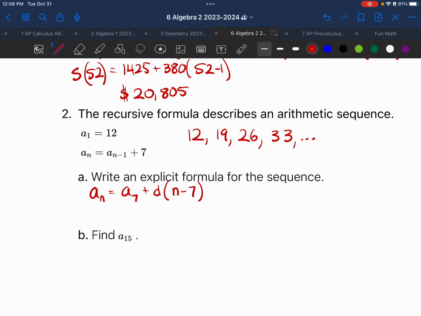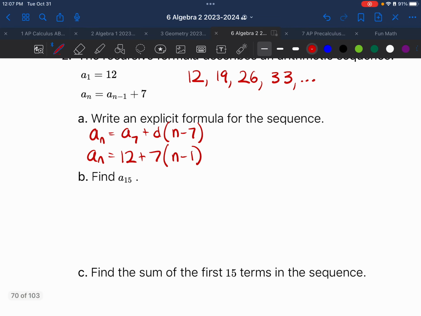It doesn't really matter. So I'm going to come down here and say our formula is a sub n is equal to, I'm going to choose the first term because I'm being lazy. I'm going to say 12 plus, okay, the common difference, we're constantly adding what number? We're adding 7 each time. So it's going to be 7 times n minus 1. I don't know why I said 7. That's the first term. And I'm checking the answer key. That is correct. Good job, Mr. Sandell.